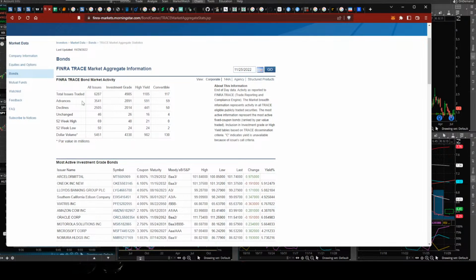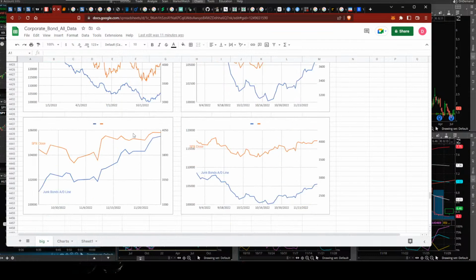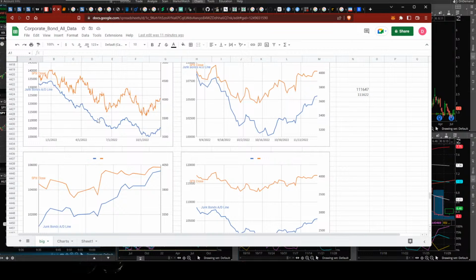So when we have issues, or actual paper junk bonds, advancing, that's going to come up here. Advancing means they went up in price. Declines means they went down in price. We take the ones that went up versus those that went down and subtract the two numbers. On Friday, the 25th, advances were higher than declines, so that day it was a positive number, advances minus declines. Whatever that number is gets added to the previous day's number, and if you keep doing that over a long period of time, you start getting a line.